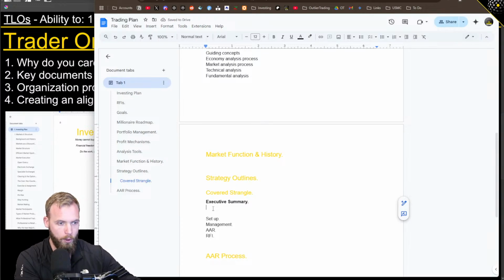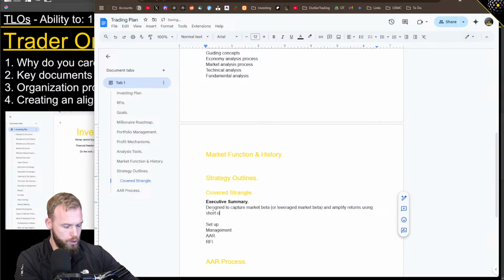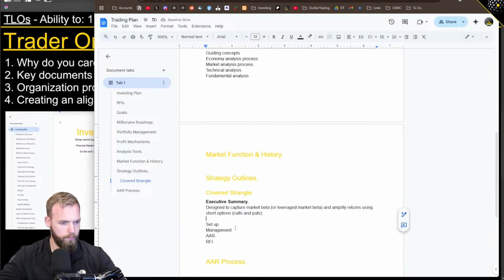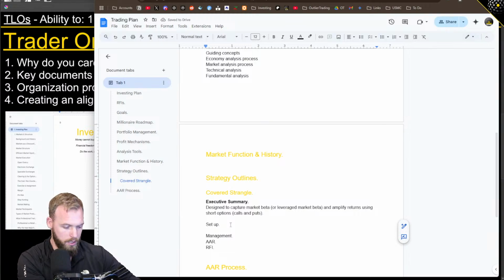So for example, the coverage triangle in this context could be designed to capture market beta or leveraged market beta and amplify returns using short options, calls, and puts. Done. Setup. There will be different sections in here.